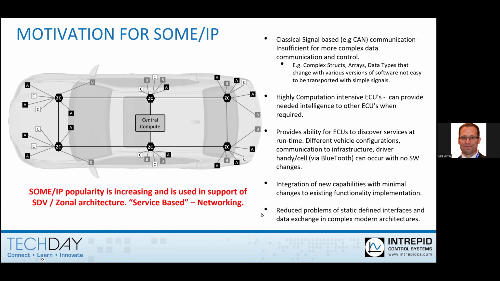We've really seen SOME/IP increase in popularity because a lot of the newer network architectures are being designed for software-defined vehicles. The architecture that's most popular for software-defined vehicles is zonal architecture. And in a zonal architecture, the service-based networking that SOME/IP provides is ideal for remote control of a lot of devices inside the vehicle, and control specifically over Ethernet.